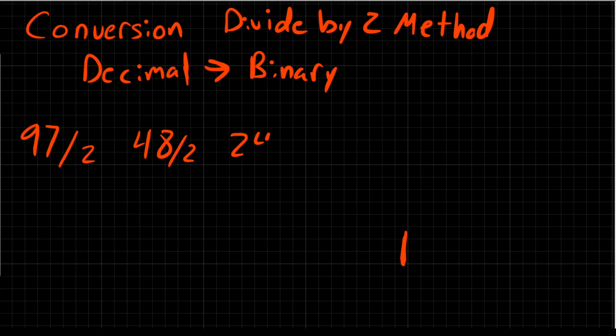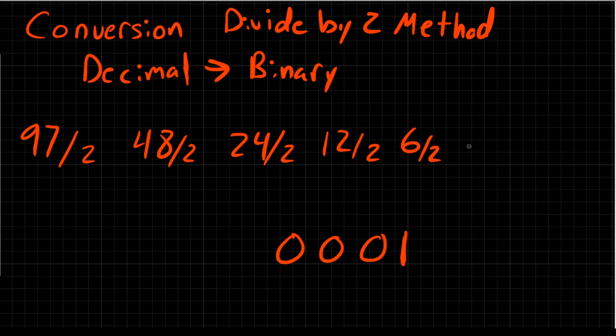That gives me 24 with a remainder of 0. So I'm going to write my 0 down there. Divide by 2 again, I get 12. Again, a remainder of 0, so I'm going to write it. Divide by 2 again, I get 6. Write another 0. Divide by 2, I get 3 this time.